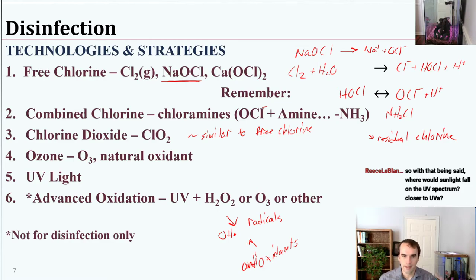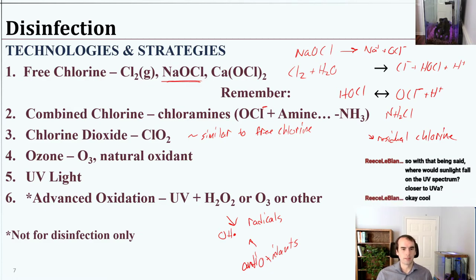Okay, so with that being said, where would the sunlight fall in the UVA spectrum? You know, what I'm going to do is I'm going to try to be sure that I include that next time when we talk about UV light and show you a spectrum. Or I might have a chance at the end of this lecture. Let me continue. I'll come back to that. It's a good question. Most of what we receive is UVA.